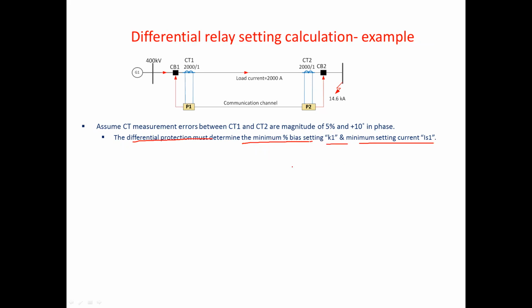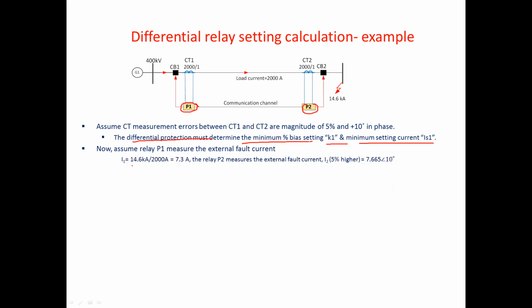Now assume relay P1, that's relay 1, and relay 2 measure an external fault. So if we have the external fault on here, with a CT of 2000 divided by 1, so the relay secondary current is 1 amp, we just divide by 2000 so that we have 7.3 amp, the secondary current to the relay.